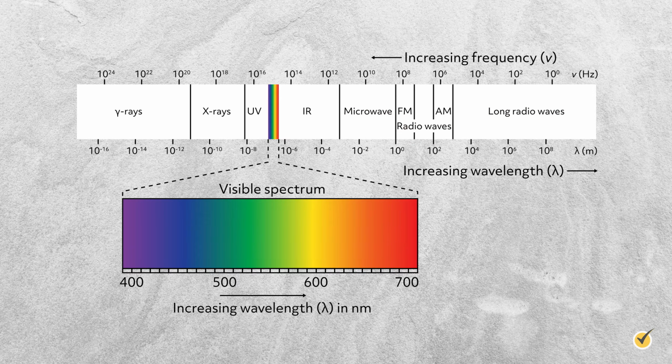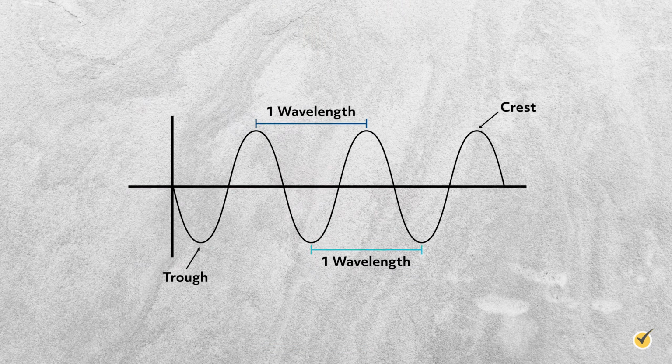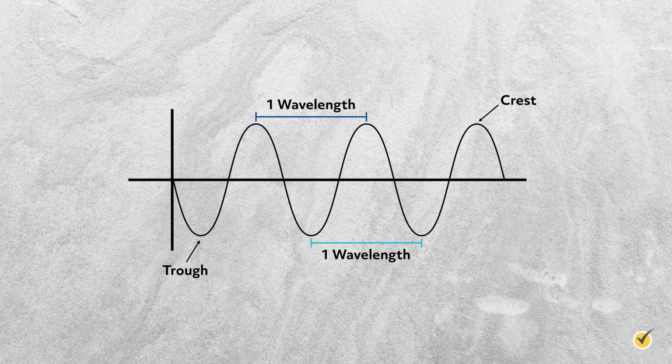All of these types of radiation act as waves with a wavelength measured in meters and a frequency measured in units of hertz or cycles per second. The wavelength of a light wave is considered to be the distance from crest to crest or trough to trough, where the trough is the lowest part of the wave and the crest is the highest. The frequency can be thought of as the number of oscillations per second, or the number of crests or troughs that pass a certain point per second.